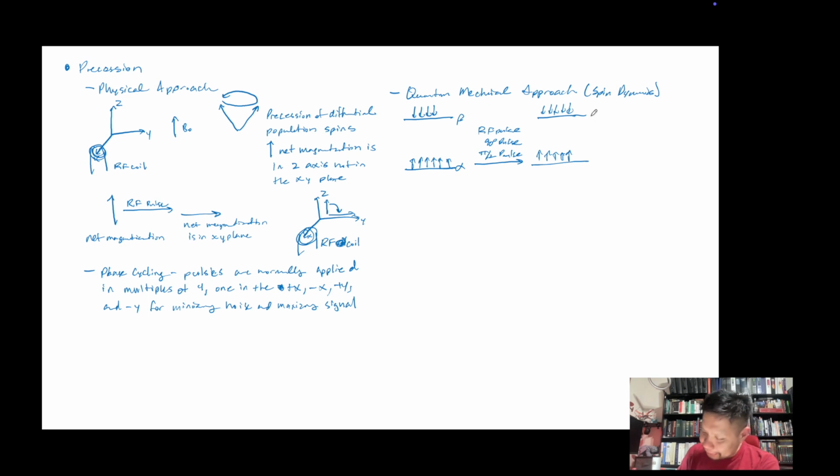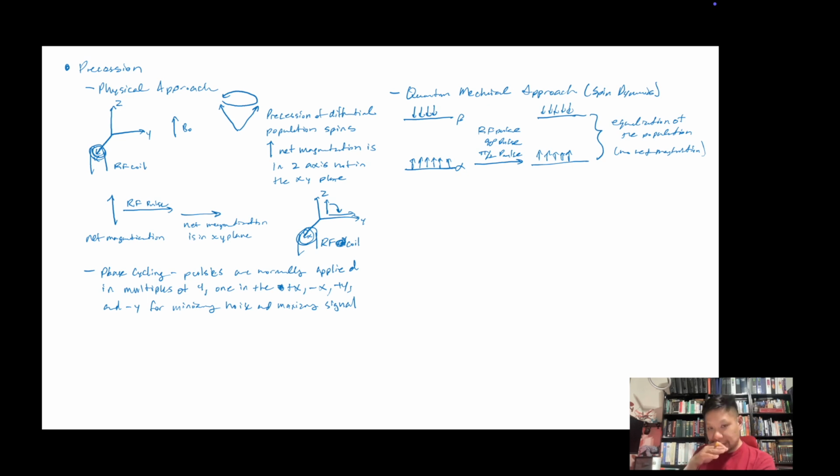And so what you see here is we have equalization of the population and no net magnetization. Excuse me. No net magnetization, right? So we're not going to see a signal from that particular situation.